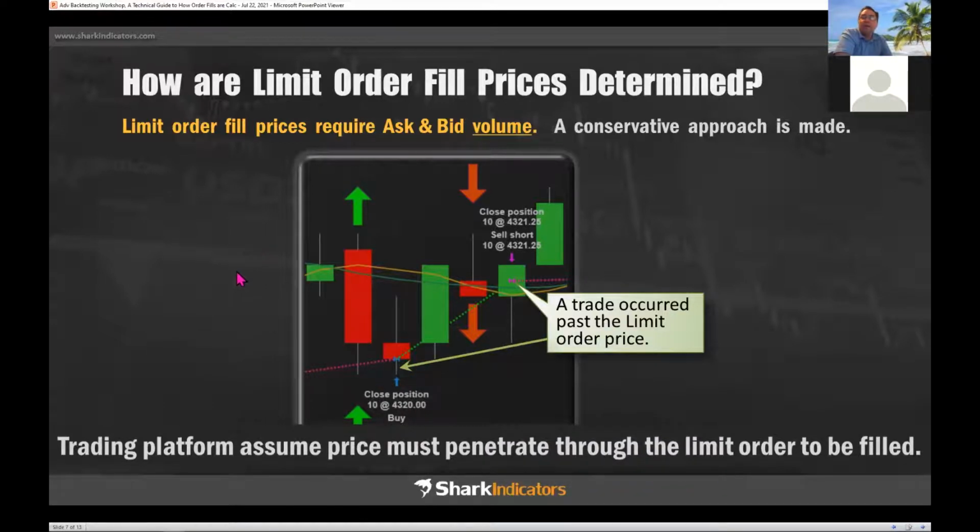All right. Just a little summary there. So trading platforms assume price must penetrate through to be filled.